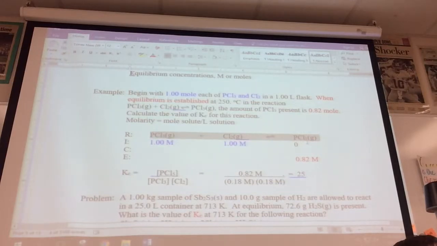No, it would be -1, 1 minus 2. So you have to use molarity, not moles. Based on the fact the volume is 1 liter, it's relatively straightforward.